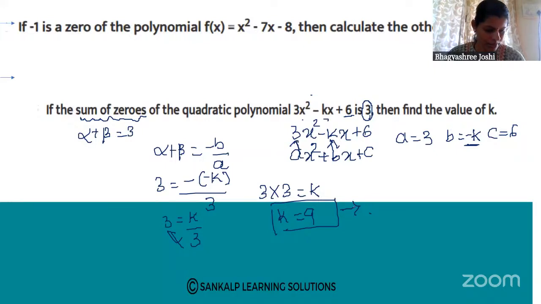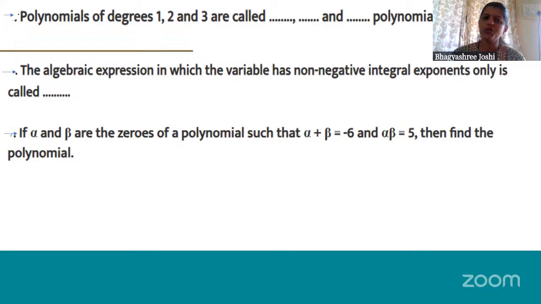Understood? Do you have any doubt? Okay, next. Polynomials of degree 1, 2, 3 are called, as I just discussed: a polynomial of degree 1 is called a linear polynomial. If degree 2, then it is quadratic. Degree 3, then it is cubic. Cubic polynomials, respectively. Remember, okay?